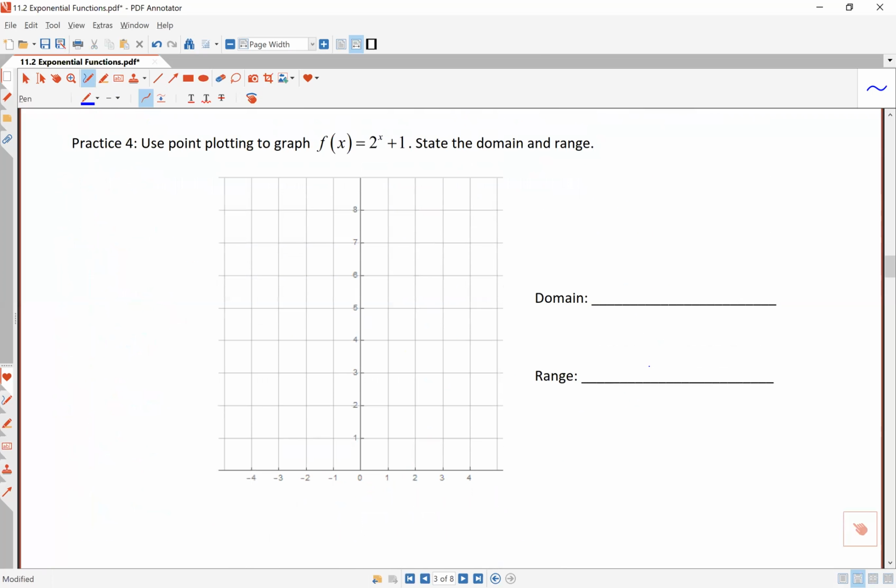Here's a practice problem for you to try. Notice that the +1 is on the outside, or not done to the x. It's done to the 2 to the x. So pay attention to what the +1 does to the original graph. Since this is a practice problem, I encourage you to press pause on your video and work this out, and come back when you're ready to see the solution.